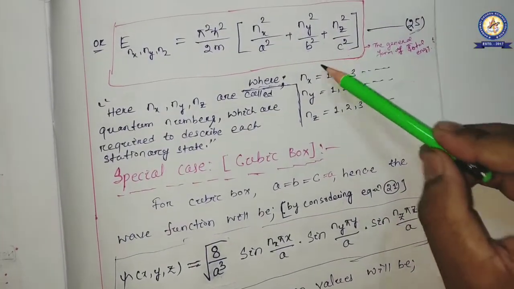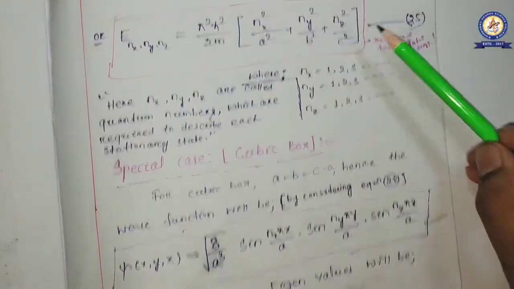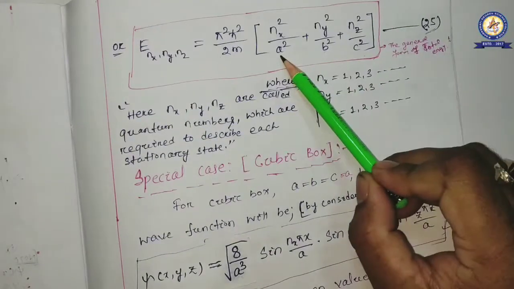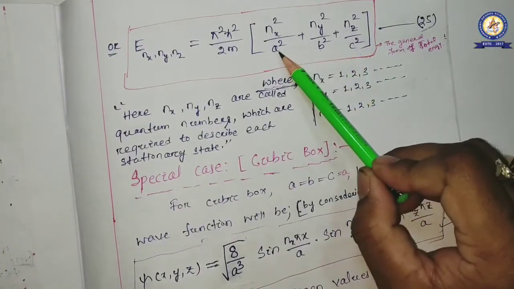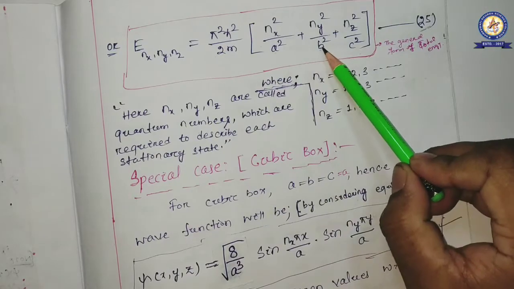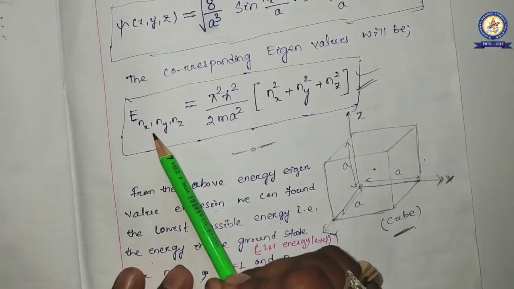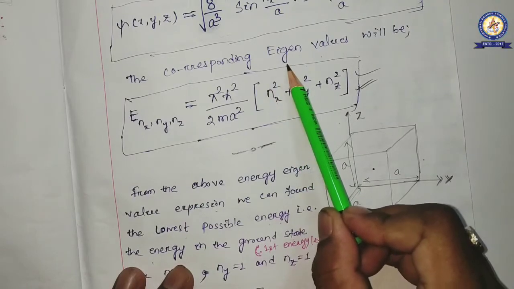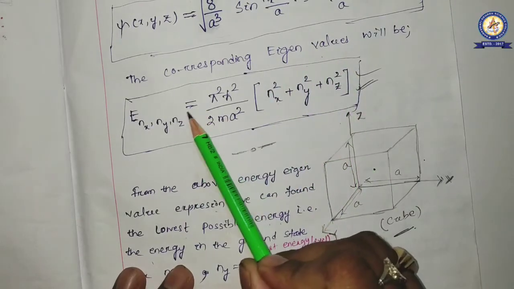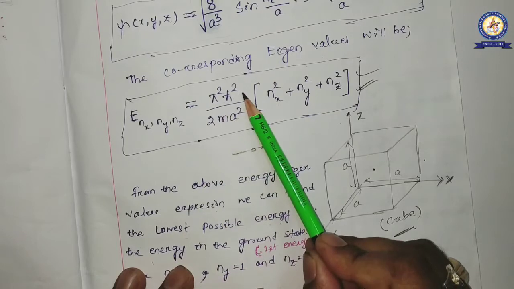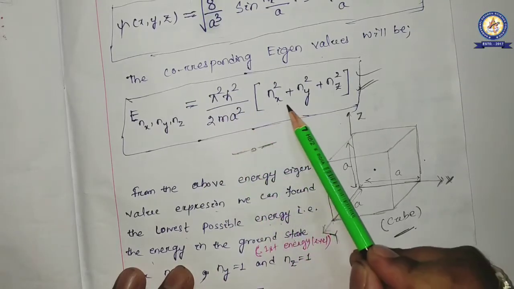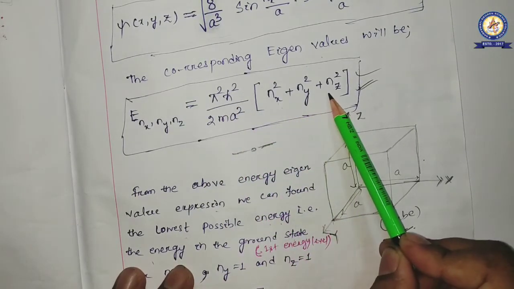This is the rectangular box case. If we consider a cubic box, then a equals b equals c. So here we write a square, here also a square, a square. So the total energy eigenvalues will be pi square h cross square by 2m a square, into nx square plus ny square plus nz square. The corresponding wave function will be this one.